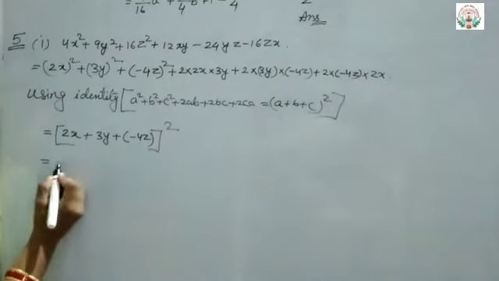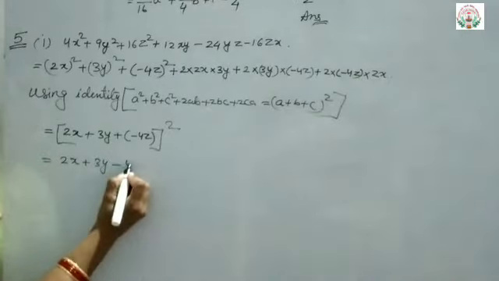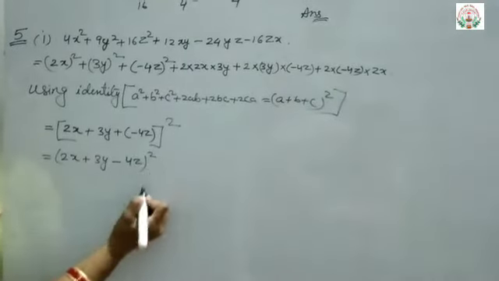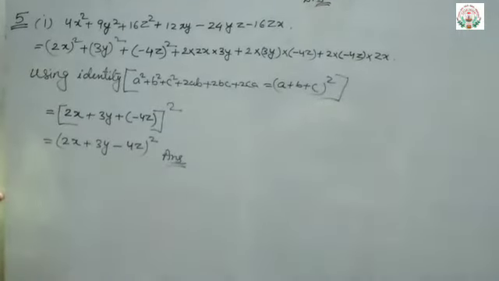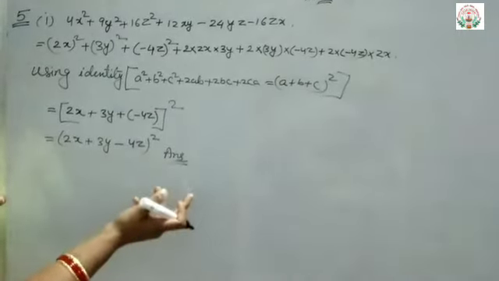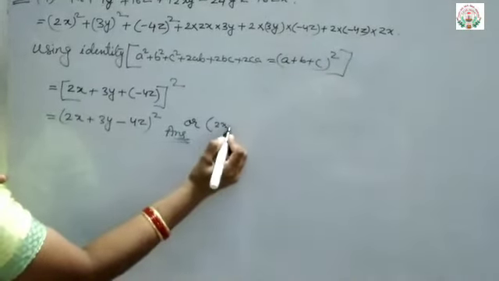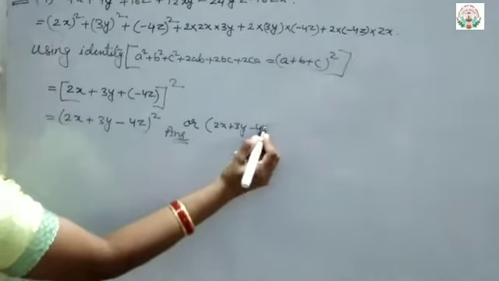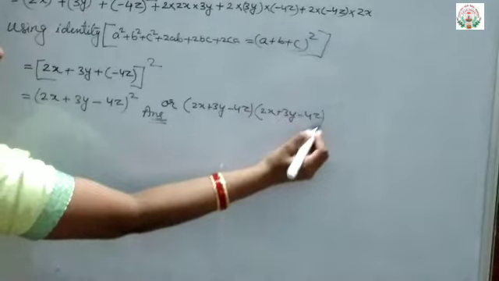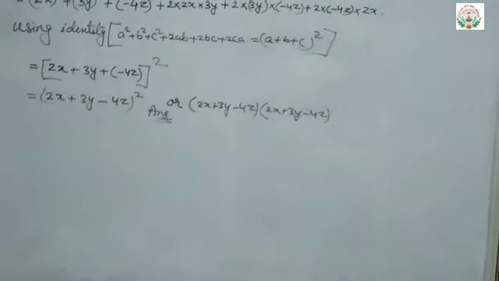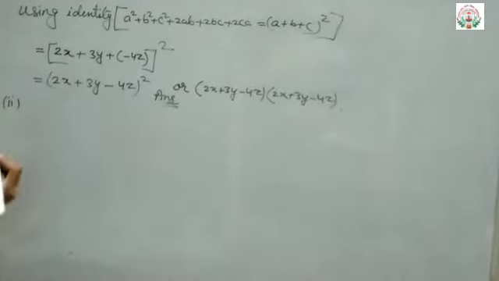Now open this one. That is 2x plus 3y plus into minus will be minus 4z whole square. So this is the answer. Okay? Or factorize means 2 times the same thing you write down. Either this or you can write what? 2x plus 3y minus 4z into 2x plus 3y minus 4z. Either way you can write because whole square. Clear?